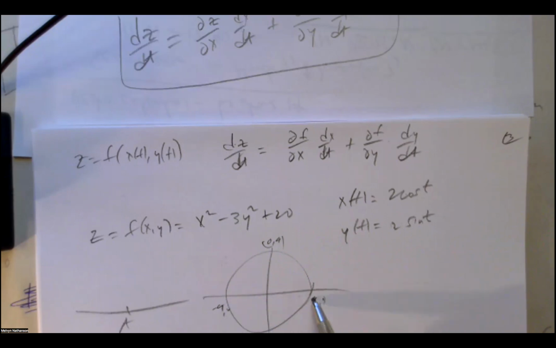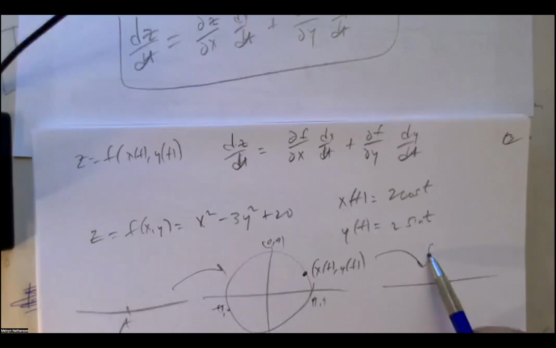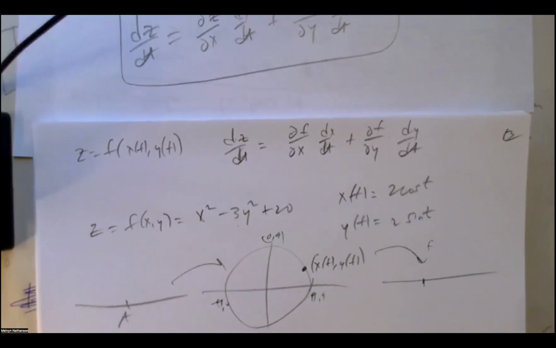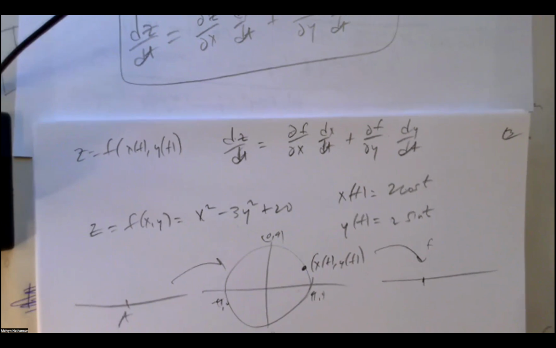Right? So you have to recognize this as a point on this circle. So here's some point x of t, y of t. And then this point under the function f gets sent to some number z, which is equal to this. Right?